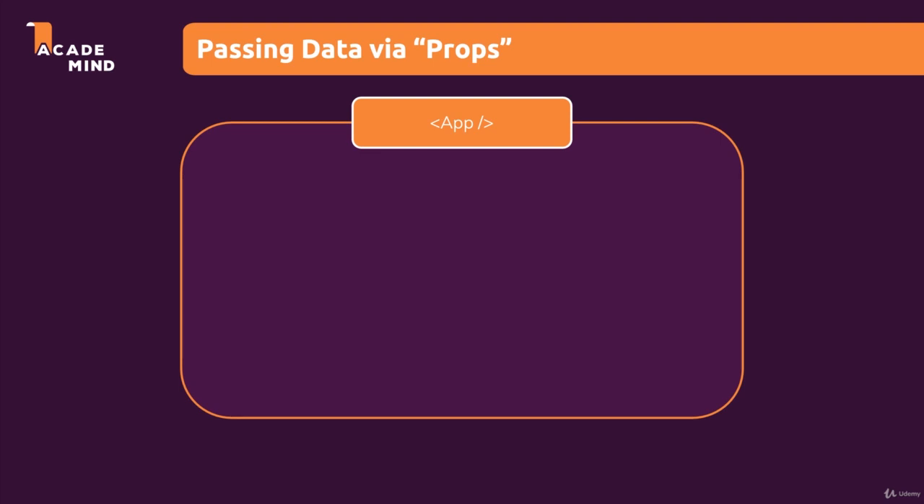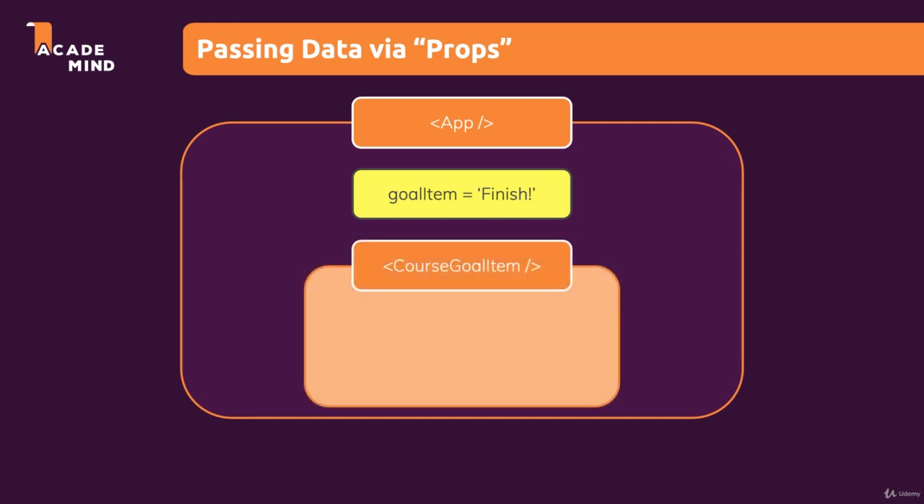Let's say in your app component, you have a goal item variable or constant defined, which holds a string of finish. And then let's say you have a custom component, the course goal item component, which has a list item inside of it, where this goal item should be output. That's just another example, not the code we've been working on, but it's another example. We can have a custom component which should output a list item, where the goal item should be output dynamically. The problem is that the goal item variable lives in the app component, not in the course goal item component.